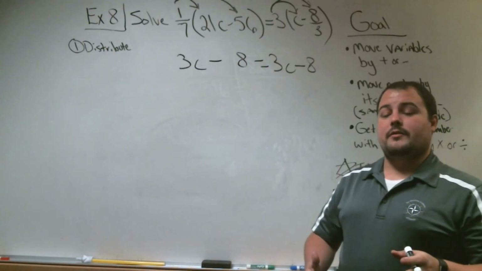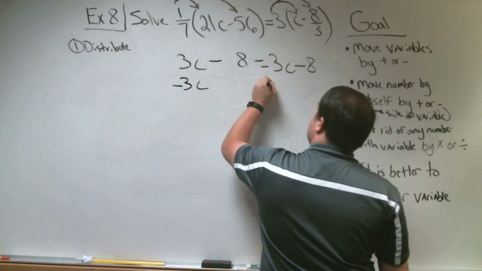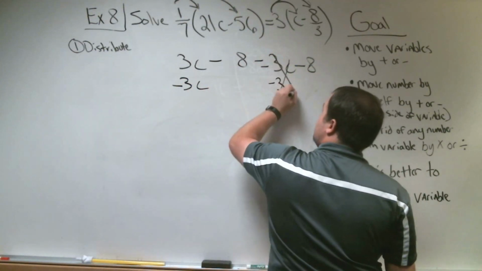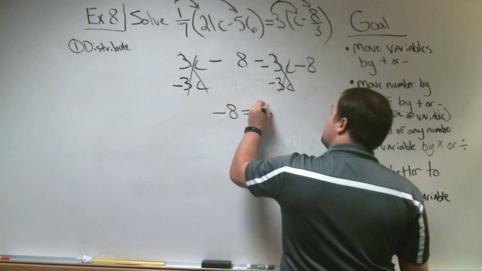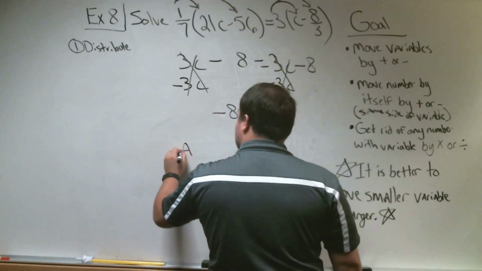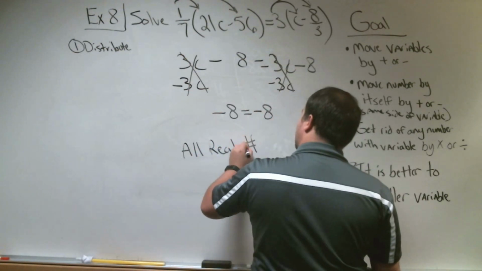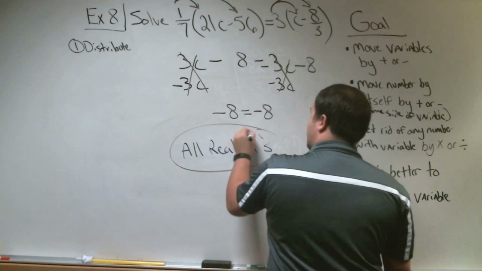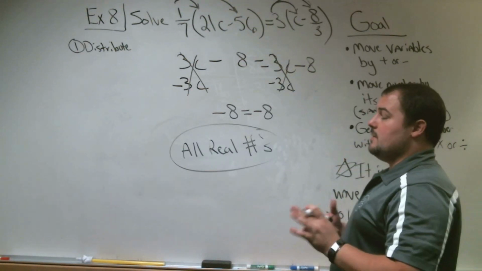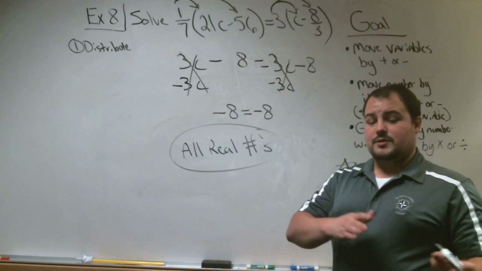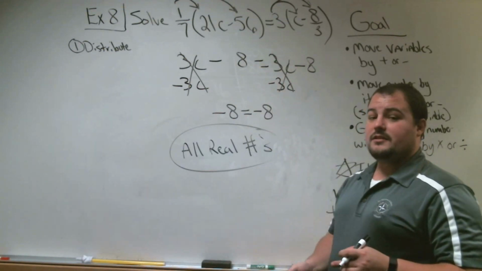So that means we should know that we have an identity here. Any value is going to work for this. But let's go ahead and just prove that it's an identity. We're going to subtract 3c, and we get negative 8 equals negative 8, which is true. So all real numbers work for this answer. Anything will be a true solution as long as we plug it in for the variable. As long as we do it to both sides, we get a true solution because negative 8 equals negative 8.